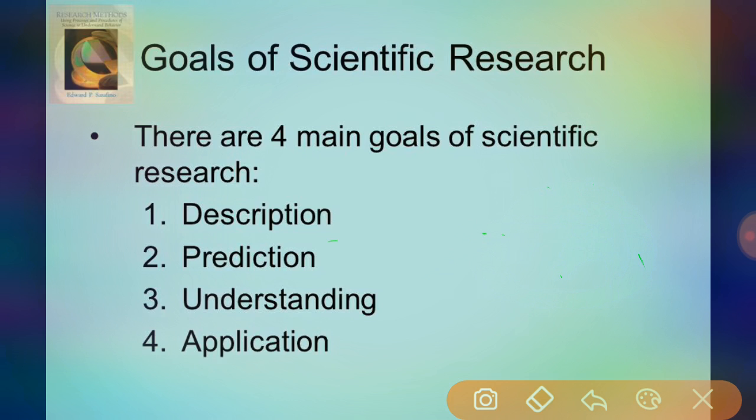Then coming to the third one, understanding. Here the understanding, the study sample, the researcher should understand the particular type of what the study is going to understand.